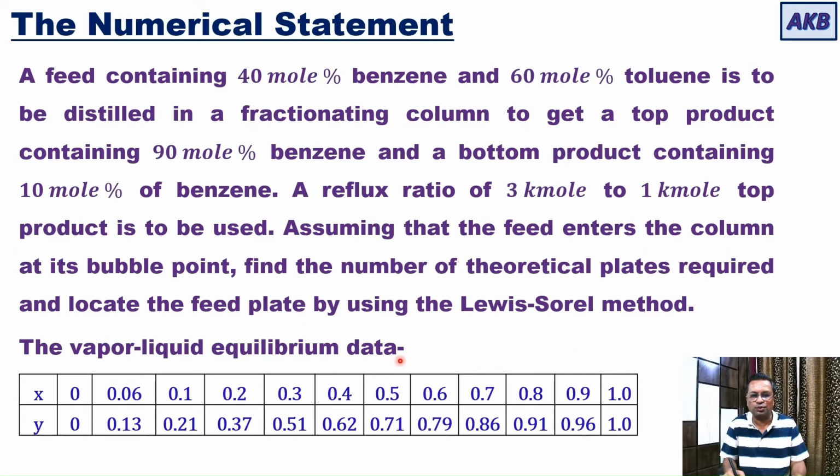What is provided to us? The VLE data, vapor liquid equilibrium data, is provided to you. That means in this case, while applying the Lewis-Sorel method, we will have to use the distribution data. There is no equilibrium relationship, as the value of relative volatility is not given. Instead of that, they have given the VLE data, and we are going to use that VLE data to plot the distribution diagram, and then the distribution diagram will be used in the solution.